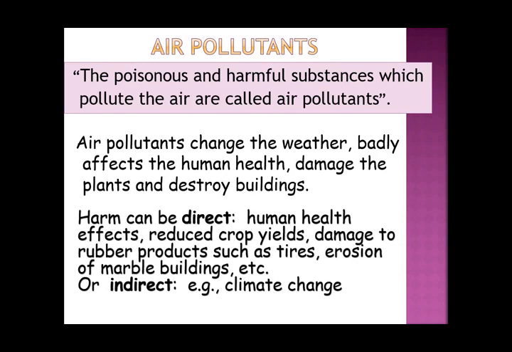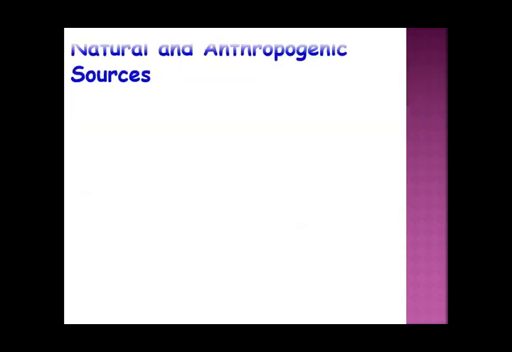In the direct way, they affect human health, reduce crop yield, can damage rubber products such as tires, and can cause erosion of marble buildings. The term erosion means gradual destruction. So they can cause gradual destruction of marble buildings. In the indirect way, they can change climate.